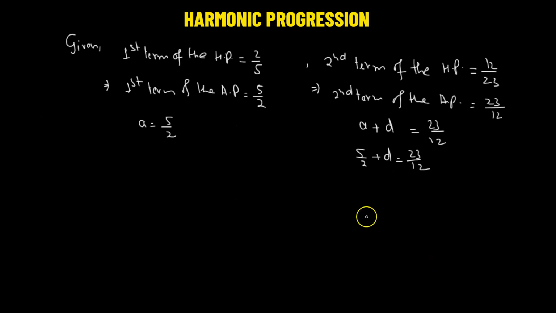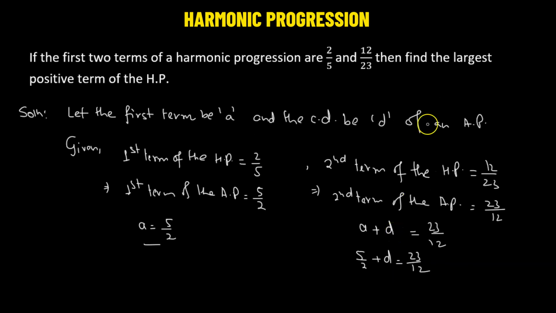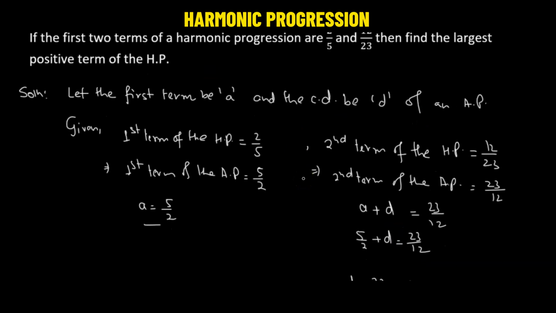Solving for D, we have D equals 23 over 12 minus 5 over 2, which can also be expressed as 30 over 12. Okay, fine. Now this D value comes out to be negative 7 over 12. So now we have the first term and the common difference. Let's try to find the largest positive term of the harmonic progression.